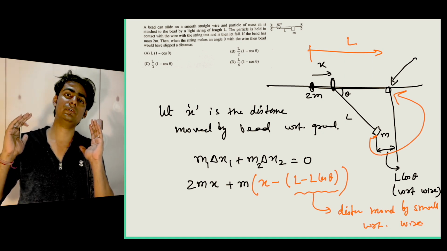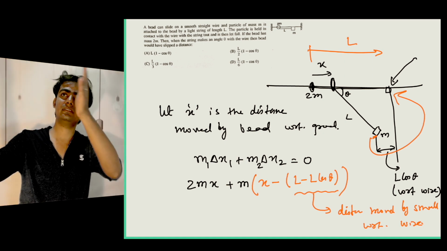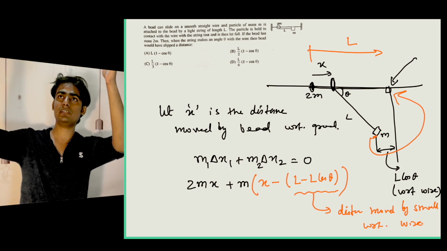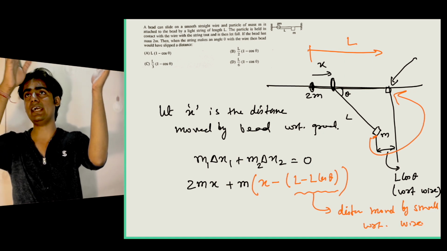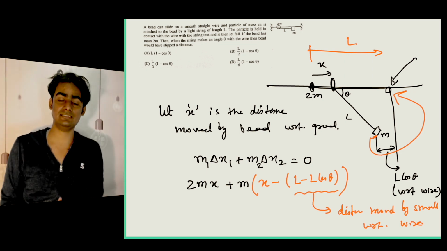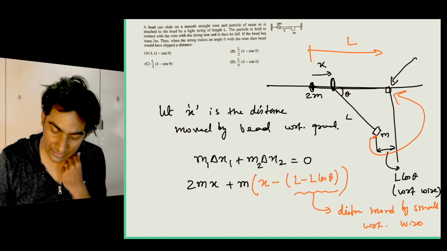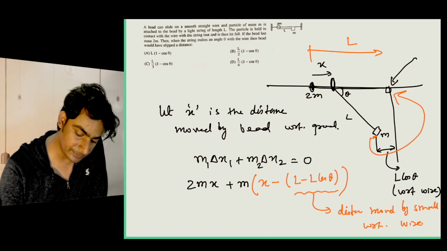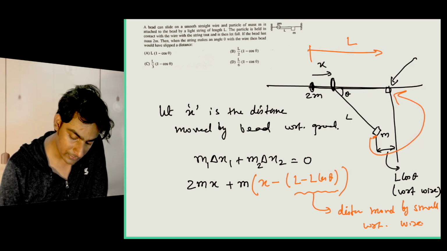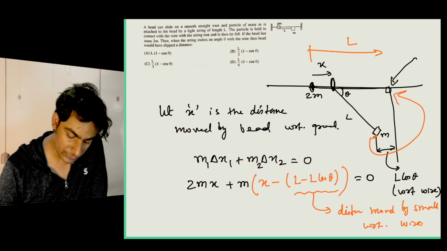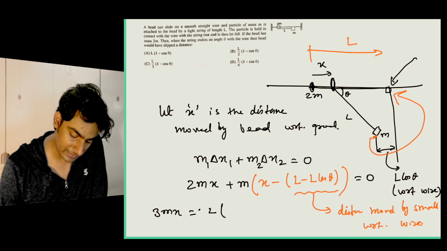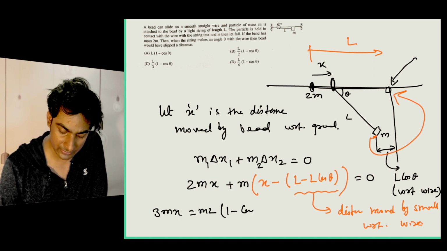From the ground, how will it look? It moved L minus L cos theta with respect to this, and from the ground x is again displaced. So x minus L into (1 minus cos theta), and that equals 0. So I will write 3mx equals mL(1 minus cos theta).